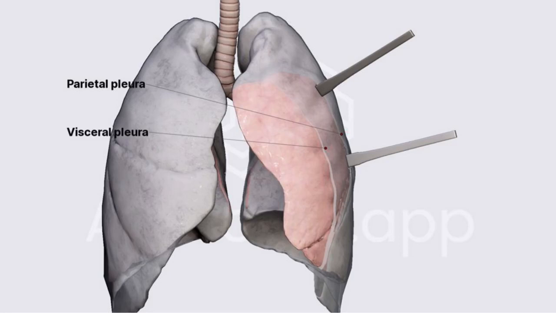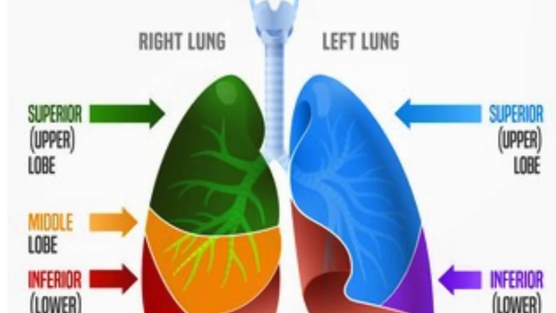Pleura, double-layered membranes surrounding each lung, providing protection and reducing friction during breathing. Lobes. The right lung has 3 lobes: superior, middle, inferior. The left lung has 2 lobes, superior and inferior, to accommodate the heart.